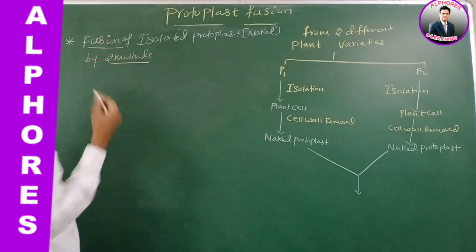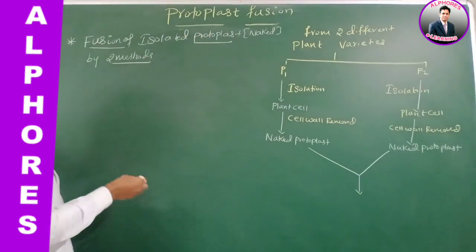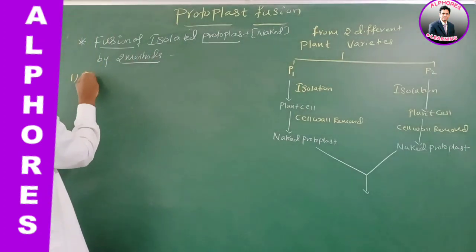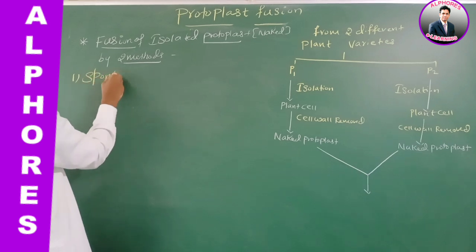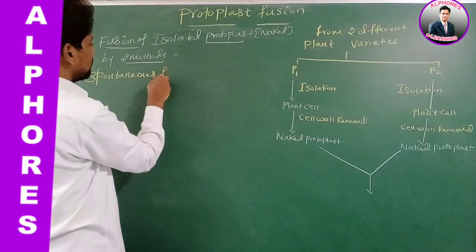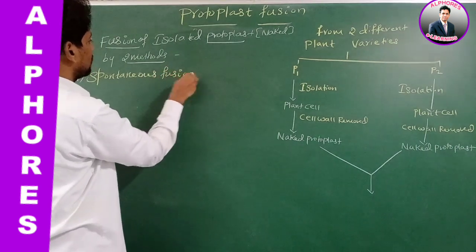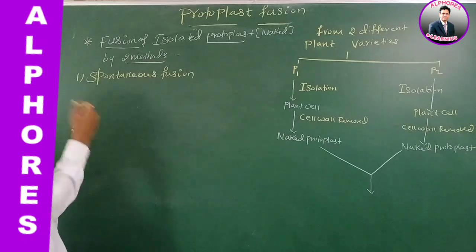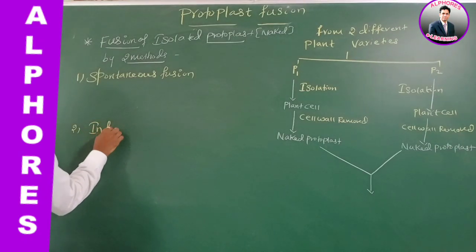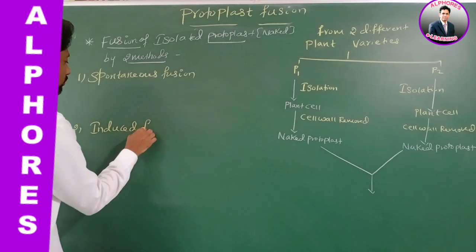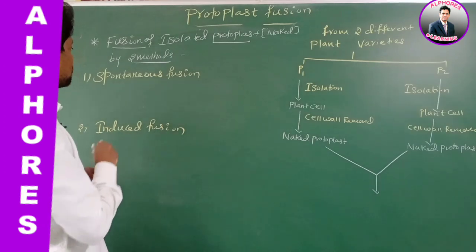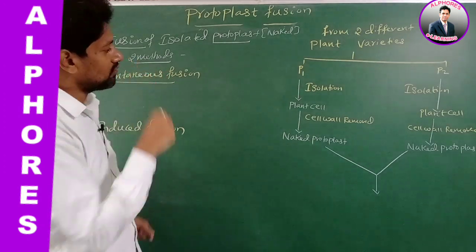By how many methods? Two methods. What are the two methods? The first one is spontaneous fusion. And the second method is chemofusion, better to call it induced fusion. What are the first ones? Spontaneous fusion. Now you tell me.